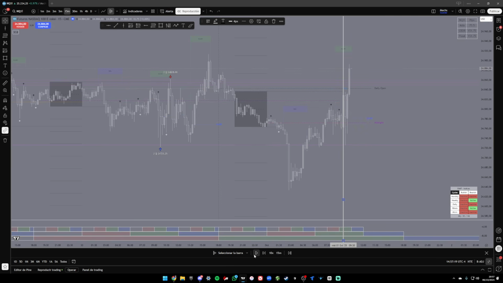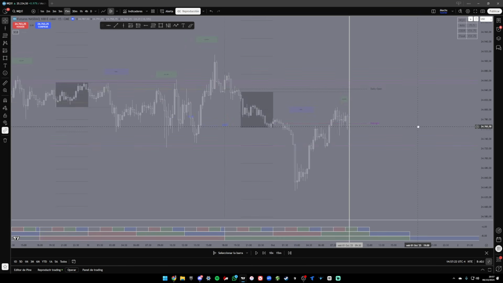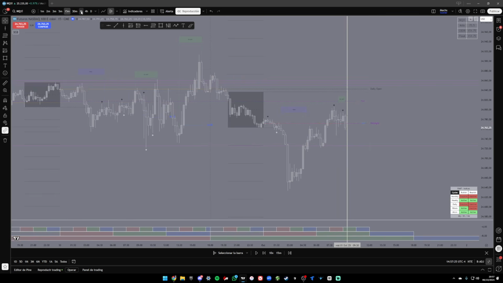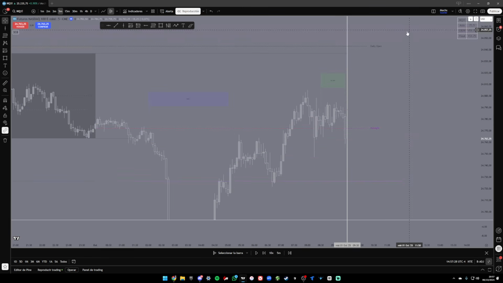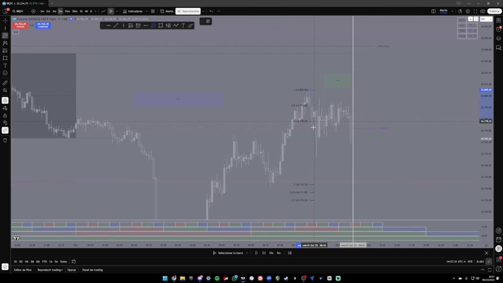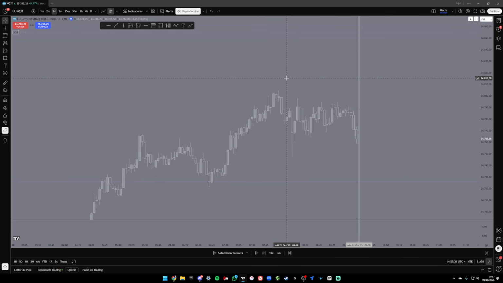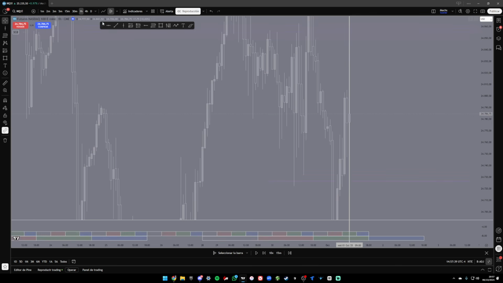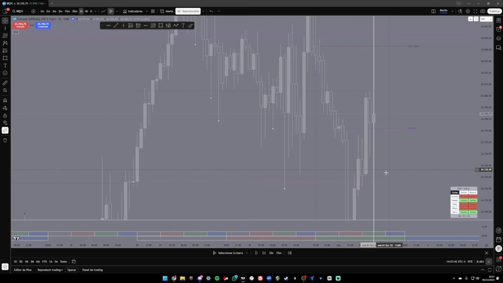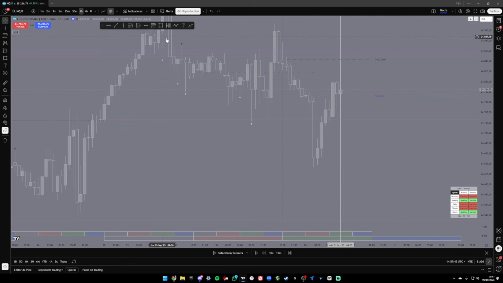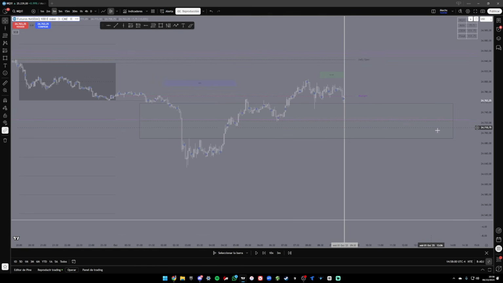Wait, let me check it. Anyways, I can do it. If we go to 5 minutes, I don't know if this will work, but we can see. Okay, in this case, wait, let me check this. What do we have here? Inverse rally up. Okay. This is the same as the day before, exactly the same trade.